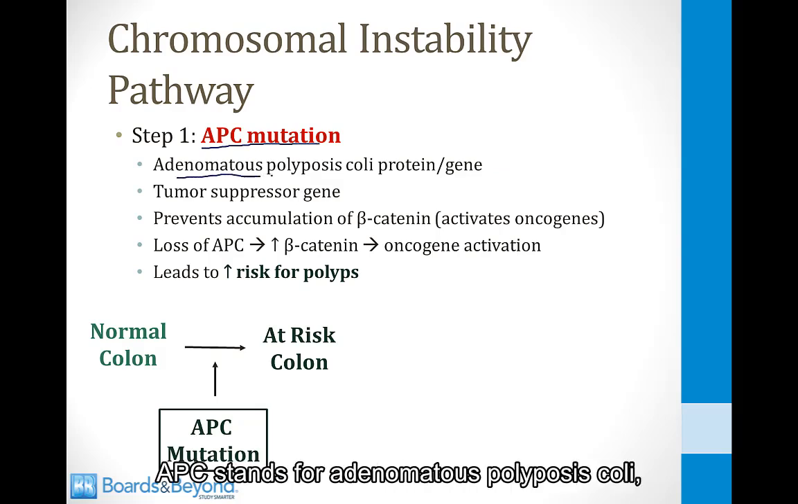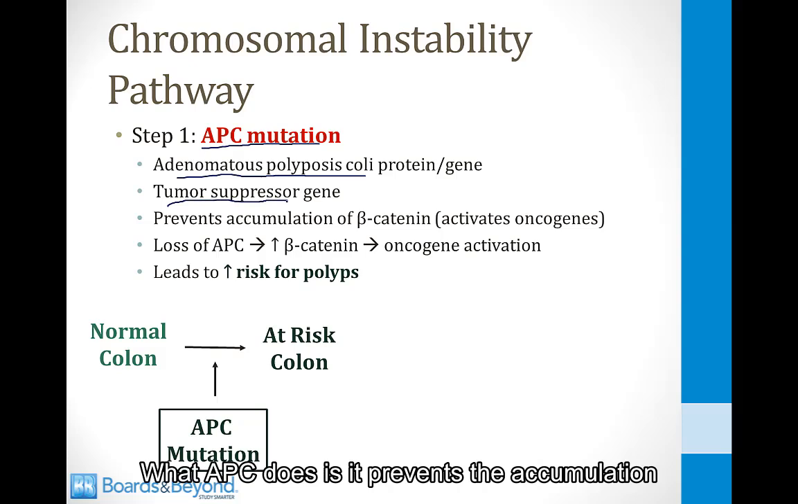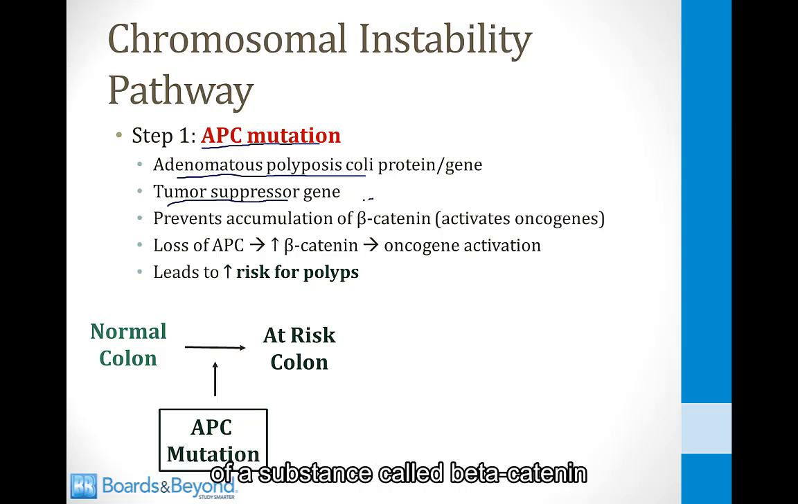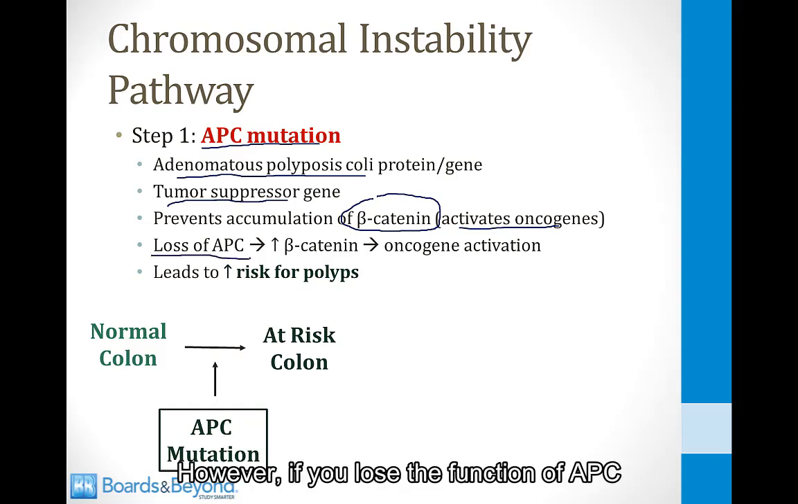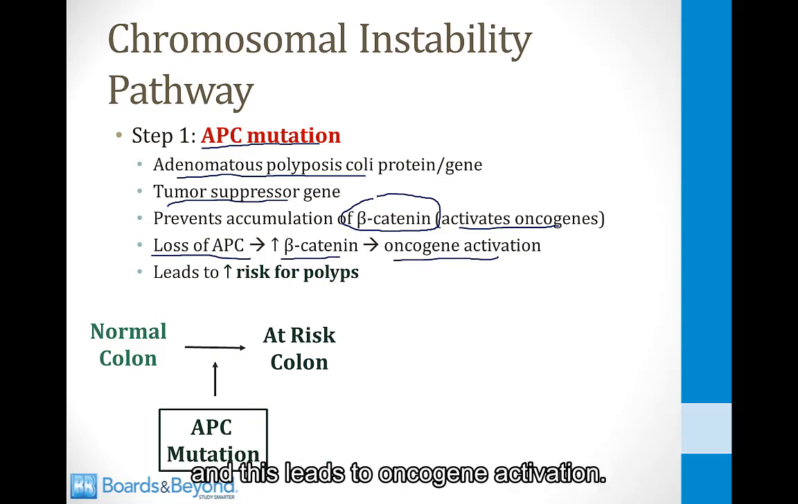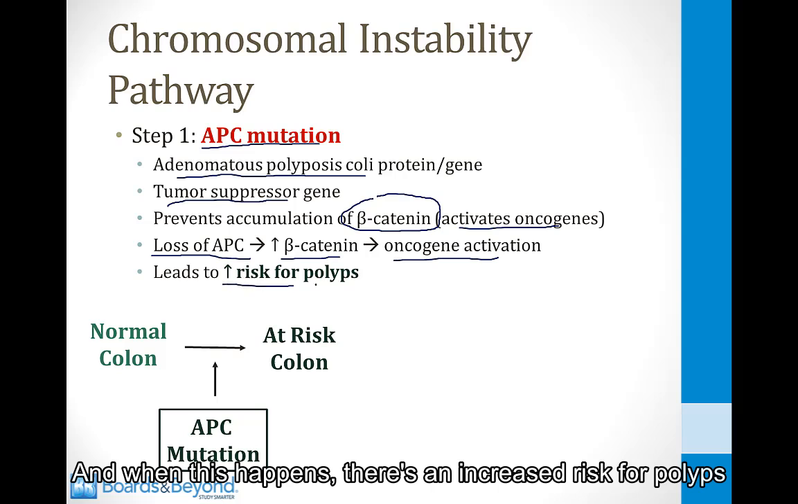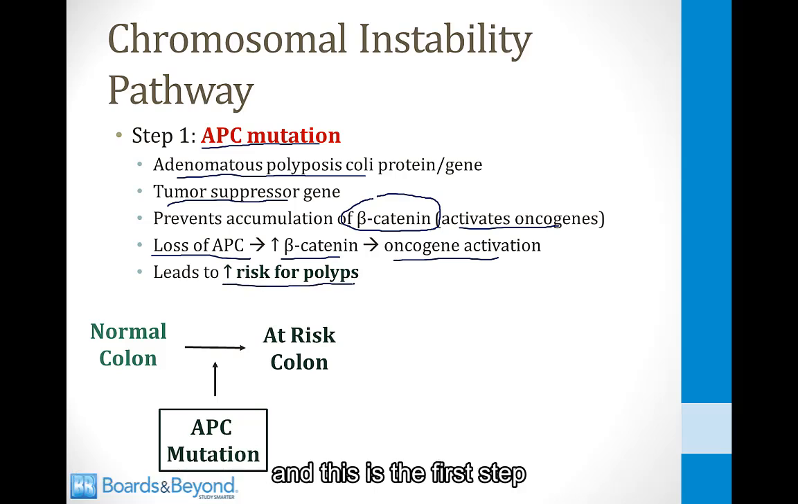APC stands for adenomatous polyposis coli. It's a gene that encodes for a protein, and it functions as a tumor suppressor. What APC does is it prevents the accumulation of a substance called beta-catenin, which activates oncogenes. So normally when APC is functioning, it will suppress beta-catenin, and therefore oncogenes are not activated. However, if you lose the function of APC, this leads to an accumulation of beta-catenin, and this leads to oncogene activation. And when this happens, there's an increased risk for polyps. And this is the first step in the chromosomal instability pathway of colon cancer development.